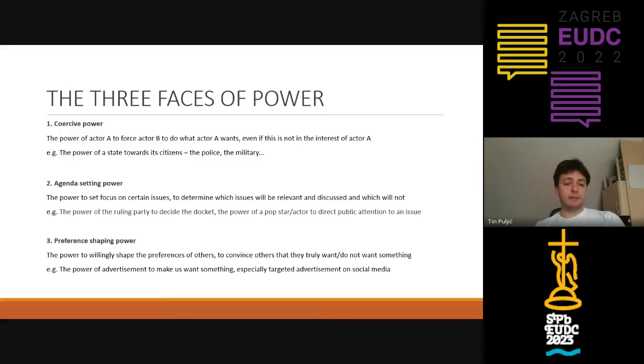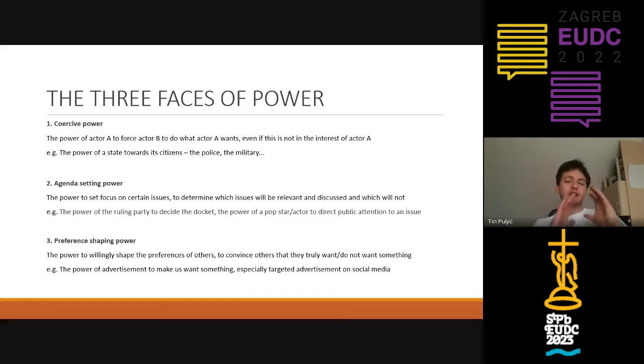The first example is the power, for example, of the ruling party in parliament to decide the docket. In the House of Representatives, the Speaker of the House decides the daily docket, which is which laws are going to be debated and voted on and which are not. A law which doesn't even get debated in parliament is effectively excluded from discourse. So this is the power to decide which laws are going to be debated and therefore reach the public eye, be subject to discussion and to scrutiny, and which are not.